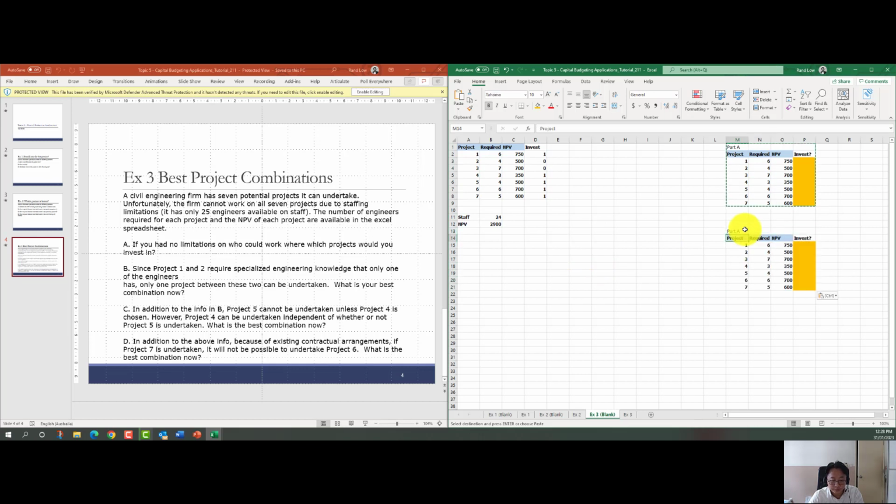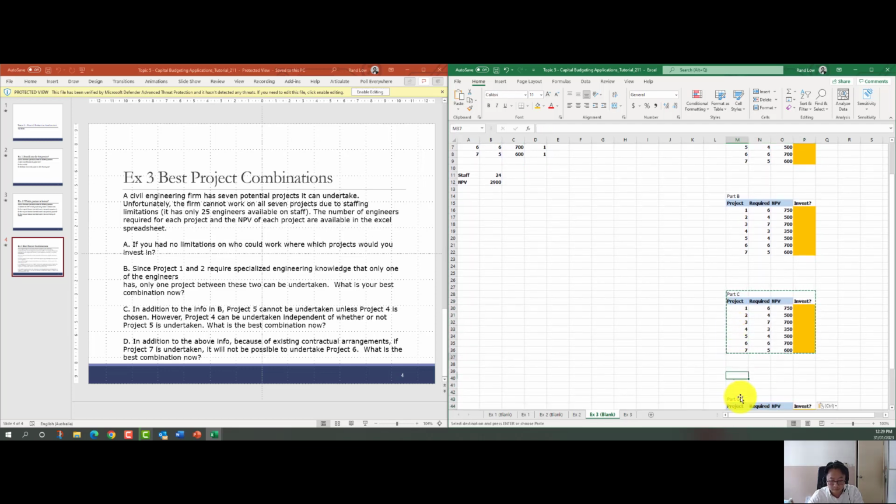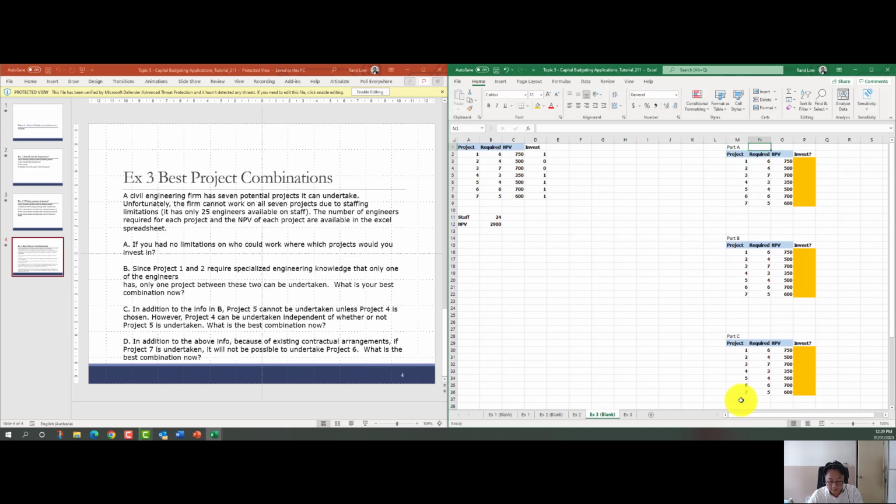We'll prepare everything for the rest of it. That's for part B, and just prepare it for part C. And we have also part D. I'm just preparing the tables for all of it. So these are the 4 parts of the questions.